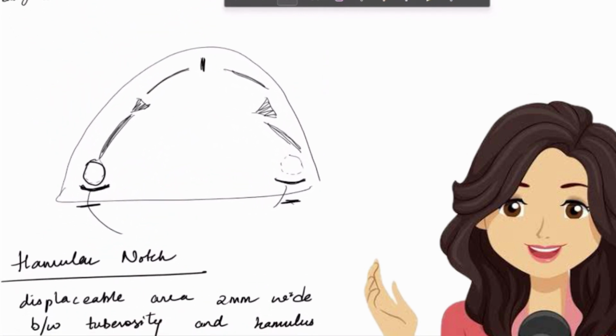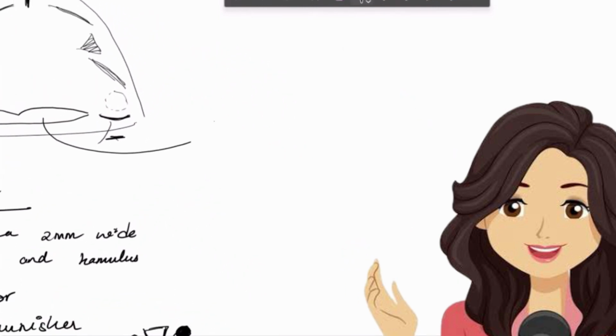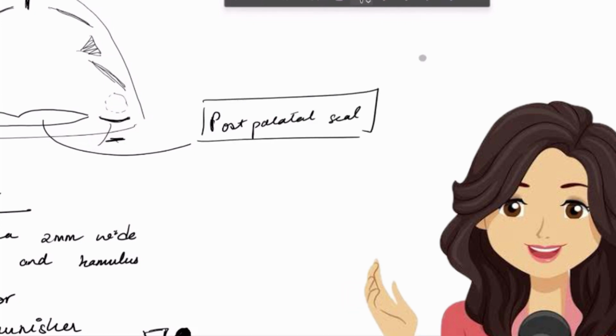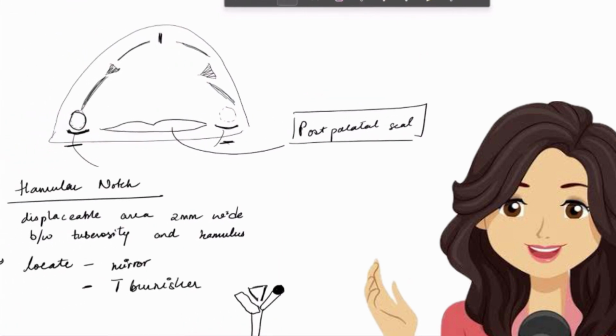Now, the region that is located in between, that is your cupid bow shape region, is called your posterior palatal seal area. So, posterior palatal seal. Now this is a separate presentation or a separate topic that I will be taking up in the later part of our session.